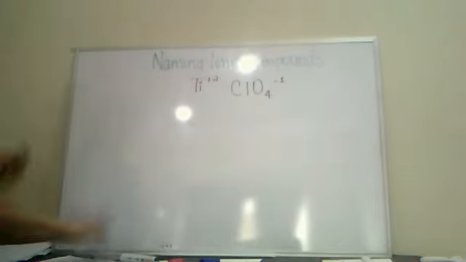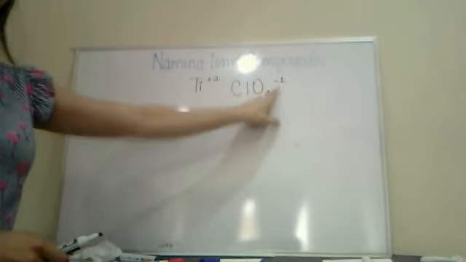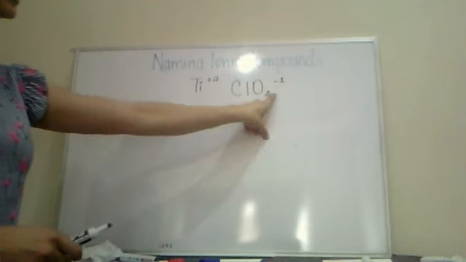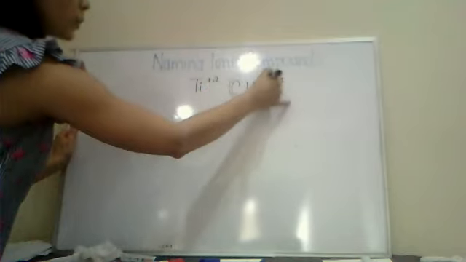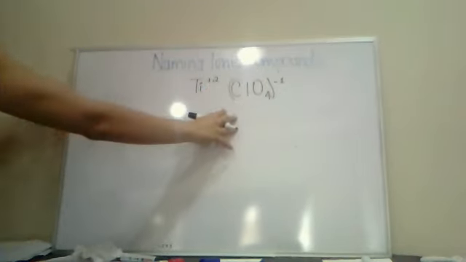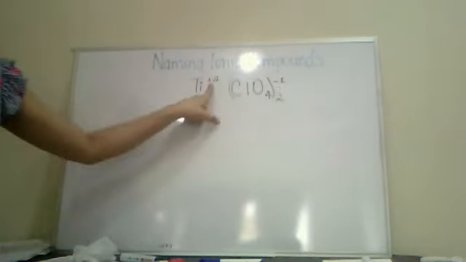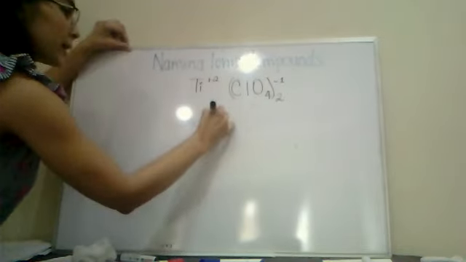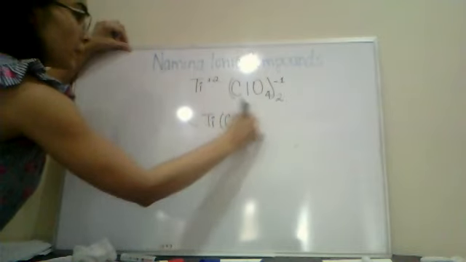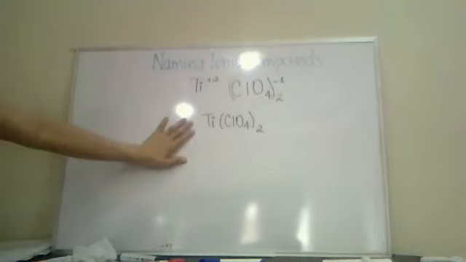Okay, so here we have titanium with a charge of +2, and perchlorate with a charge of -1. Because it has a number here, I can put it on the side. So that means I'm going to put it between parentheses, close it, and put a 2. Because 2 times -1 is -2, plus 2, 0. So this chemical compound is going to look like this at the end.